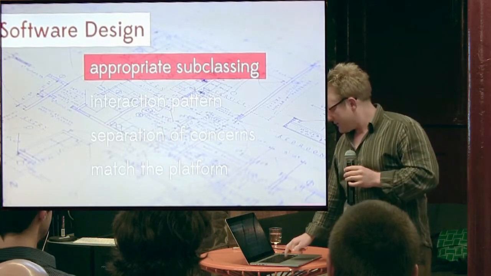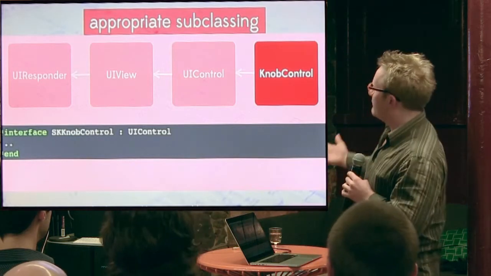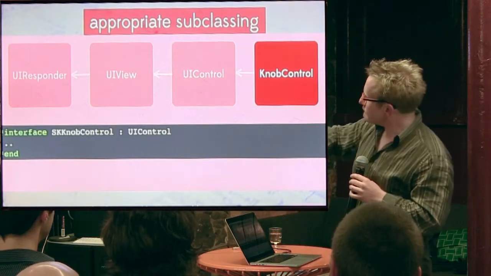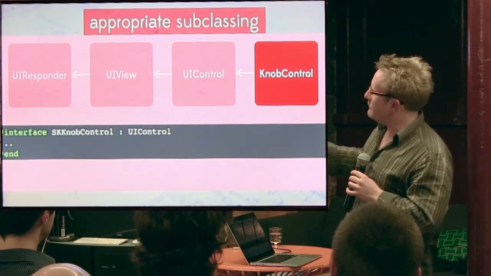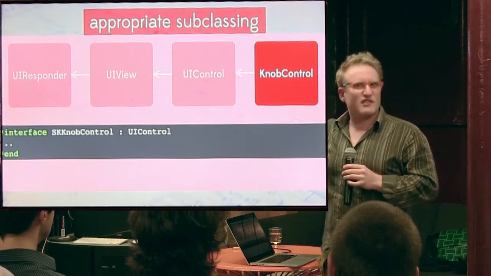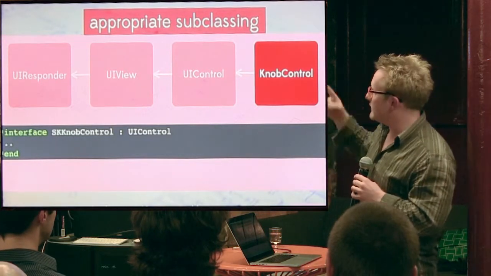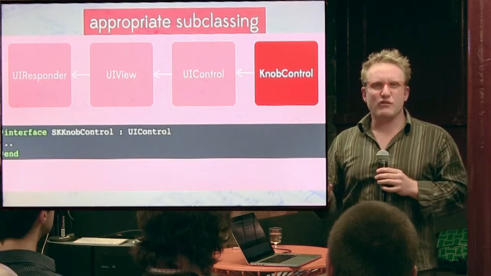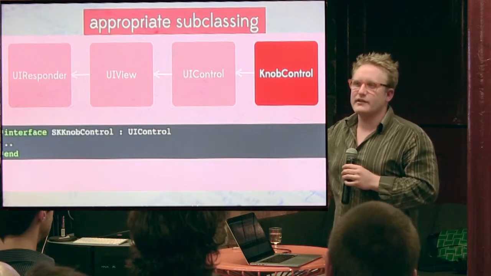First one is appropriate subclassing. Again, this depends massively on your platform, but for an example with iOS, I want to build my UI control. Pretty much at the very top we've got UI Responder. That'll give me the ability to respond to events, so looking at keyboard and touch events, but then I can't do any drawing. So that's where UI View comes in. Now I can draw on the screen. Brilliant, I can do some drawing.